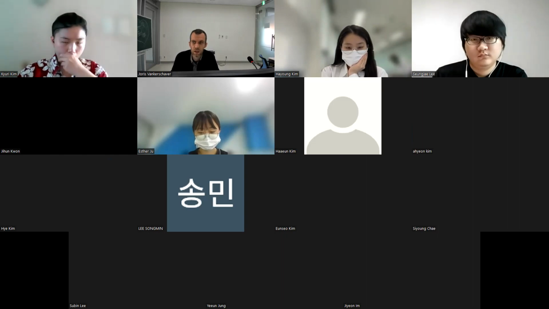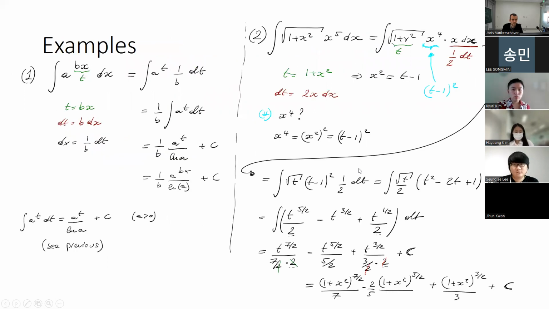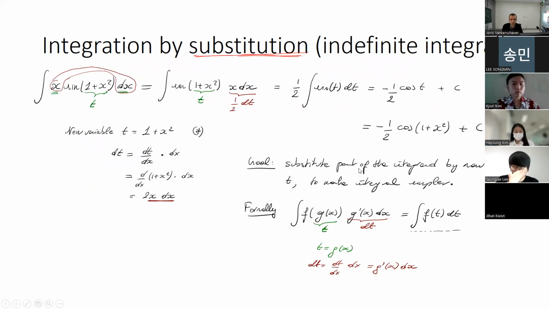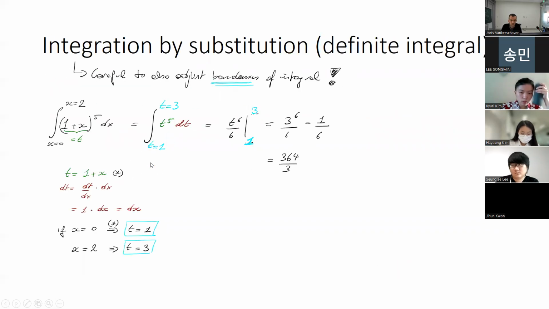Where were we at the end of day on Monday? On Monday we looked at integration by substitution, and we also looked a bit at trigonometric integration. What we're going to do today is cover the rest of trigonometric integration, integration by parts, and then we'll also look at these so-called reduction formulae, which are situations in which you don't find the integral right away, but you find a formula that helps you solve the integral.